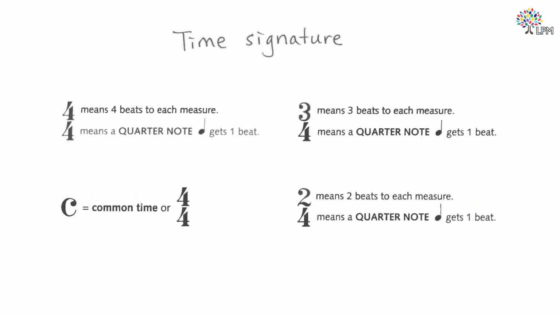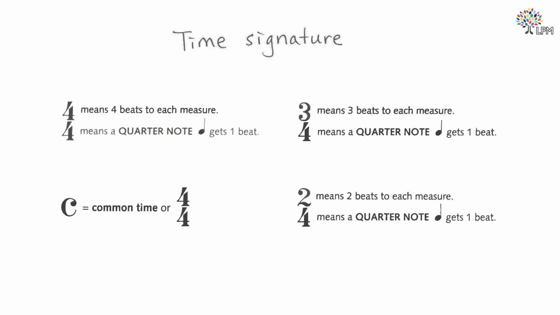This is time signature. The top 4 means there are 4 beats to each measure. The bottom 4 means a quarter note gets 1 beat. You will see many different variations of this in the next few lessons. Most of it will involve changing the top number, but not the bottom number.